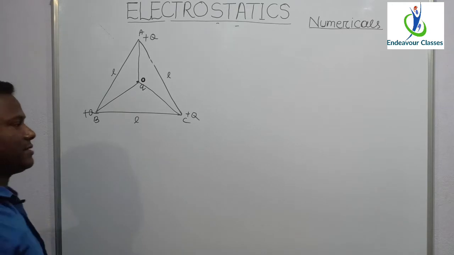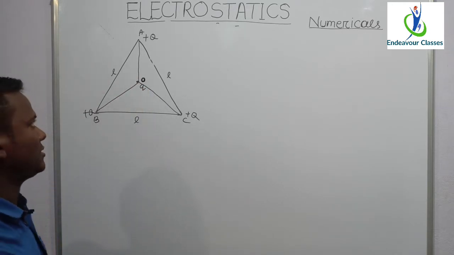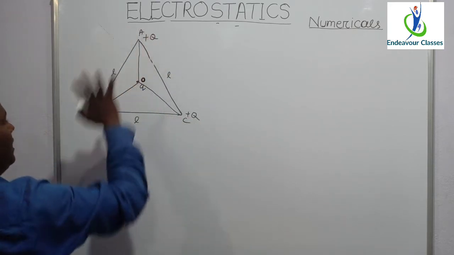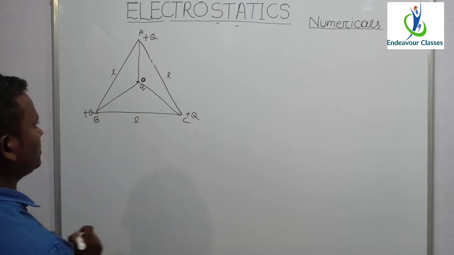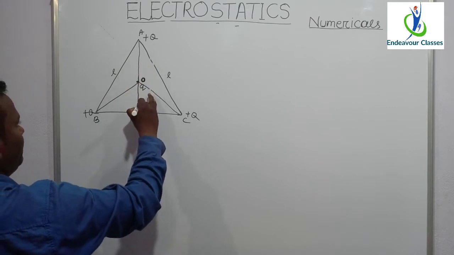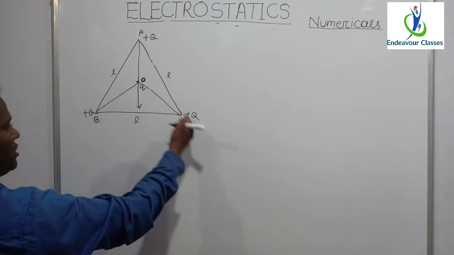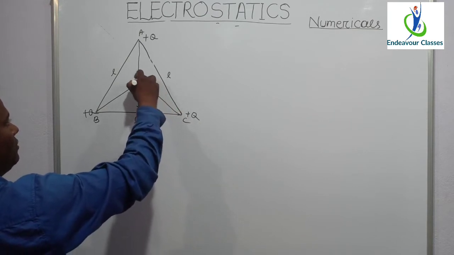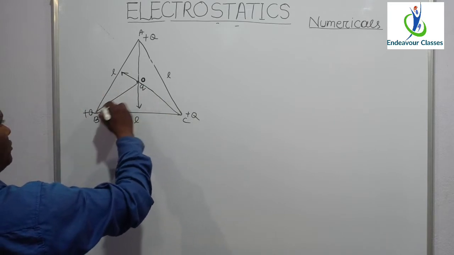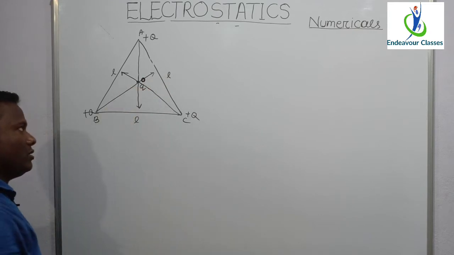So this charge q, when it will be placed at the centroid, it will experience three forces due to all the three plus q charges located at the corners A, B and C. Now this charge is positive, so this force will be repulsive. So this will be along AO. Again this is positive and this charge is positive, so this will be along CO, and this is also positive, so this will be again along BO. So these are the forces.